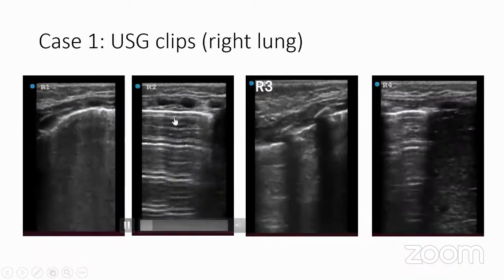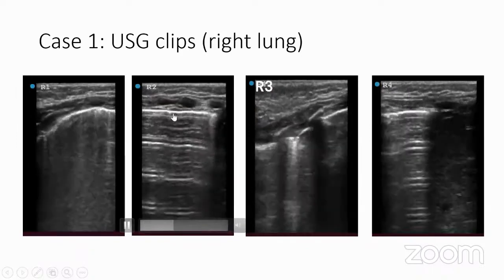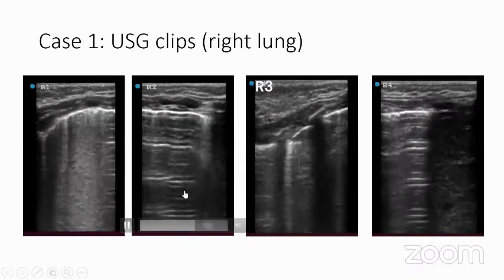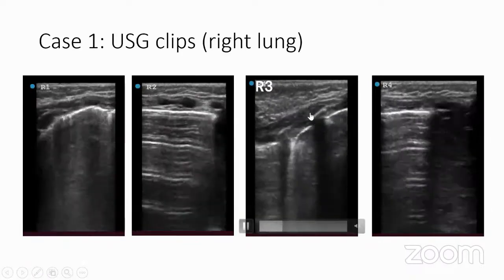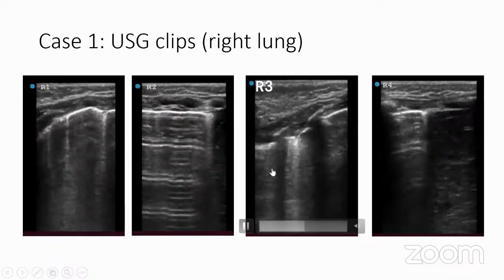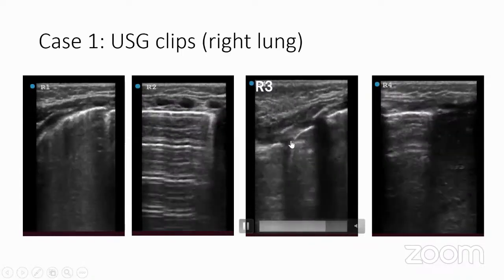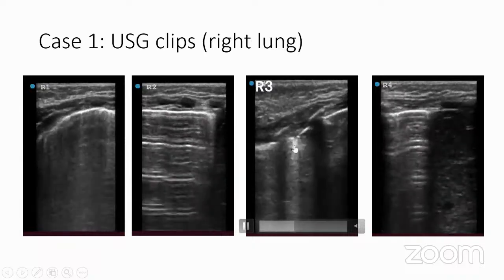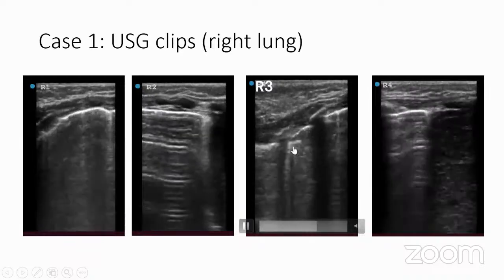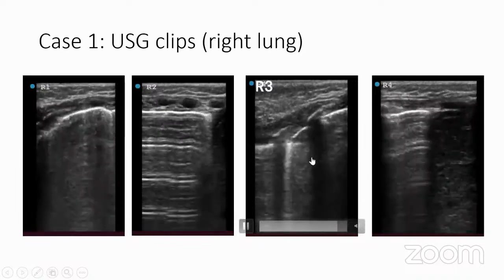Coming to the R2, this is a well-aerated region of the lung. Once all the areas show discrete A lines, which go down till the bottom. In the R3 image, again, I see some aerated part of the lung in the upper zone. And if I go down, I suspect this is a broken pleura, and I can see subpleural consolidation here. So aerated lung in the upper zone and some amount of fluid in the lower part. Again, I would classify this as a double lung point.